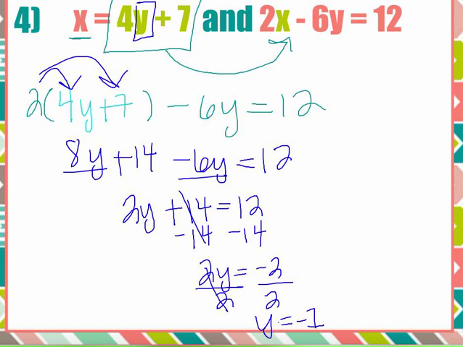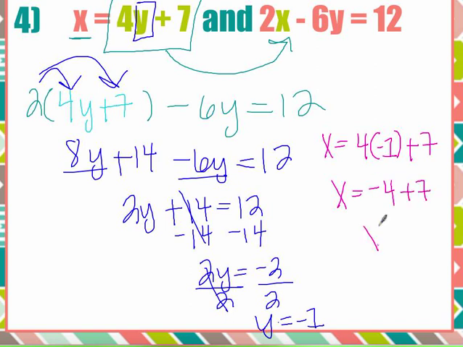So we've got x equals 4 times y plus 7, and we just found out that y is negative 1. So x equals 4 times negative 1, which is negative 4, plus 7. Negative 4 plus 7 is 3. So now when we write our ordered pair, we've got to be very careful, because just because I found y first doesn't mean that's how I write it. In the ordered pair, it's still x comma y, so our answer is (3, negative 1).